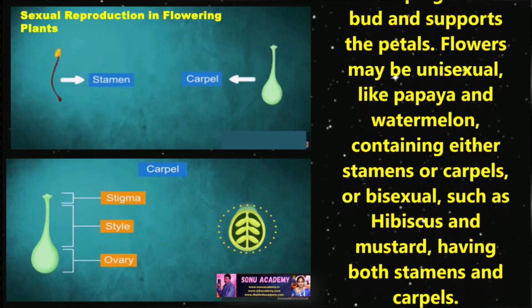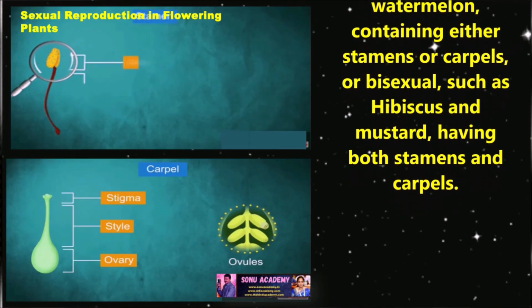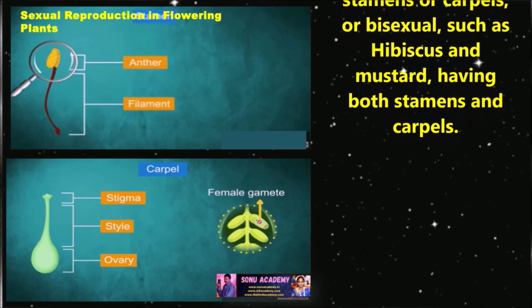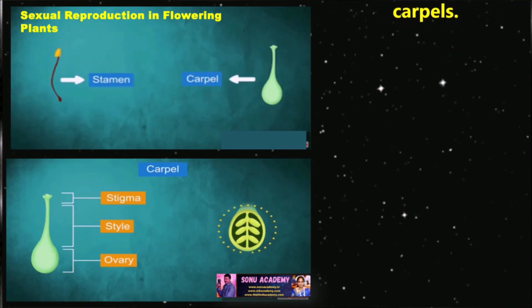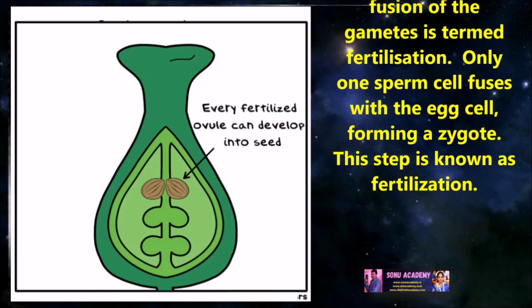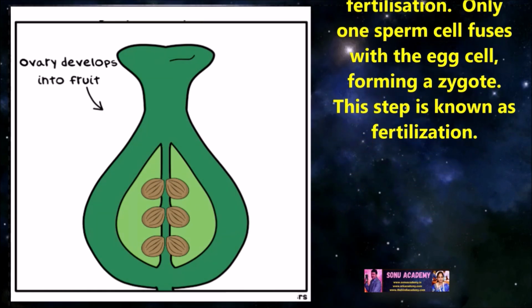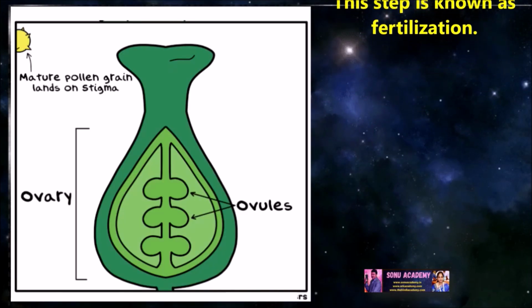Flowers may be unisexual like papaya and watermelon, containing either stamens or carpels, or flowers may be bisexual such as hibiscus and mustard, having both stamens and carpels. Fusion of the gametes is termed fertilization. Only one sperm cell fuses with the egg cell, forming a zygote. This step is known as fertilization.